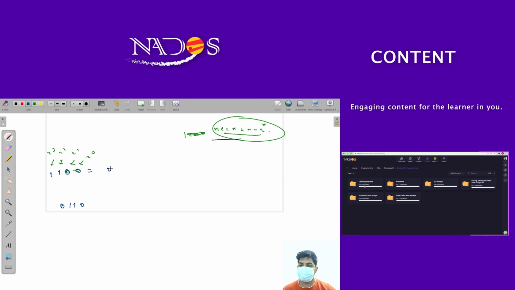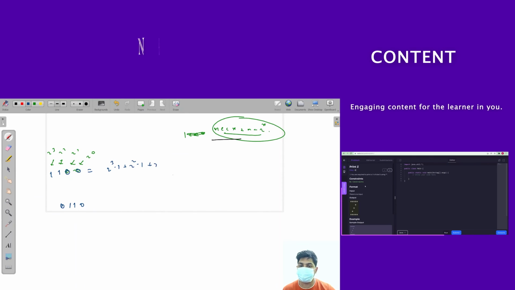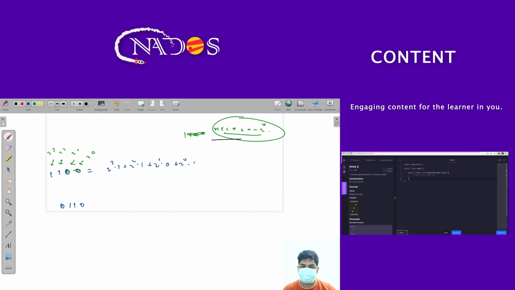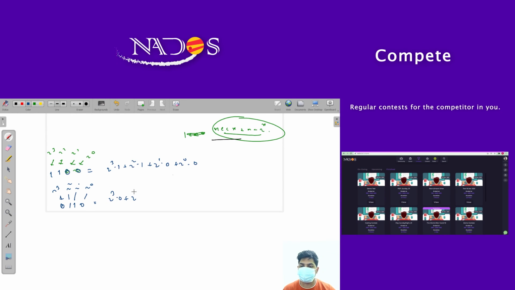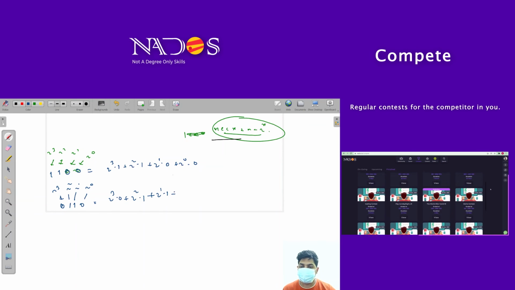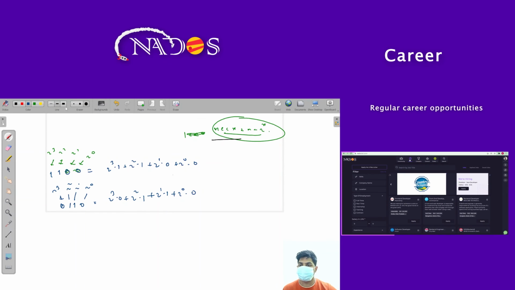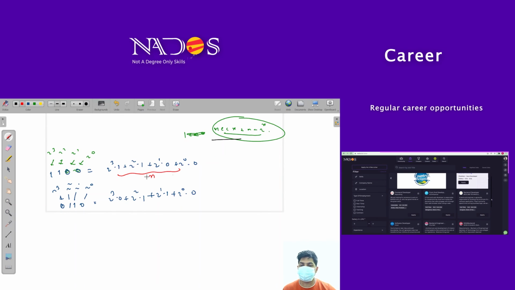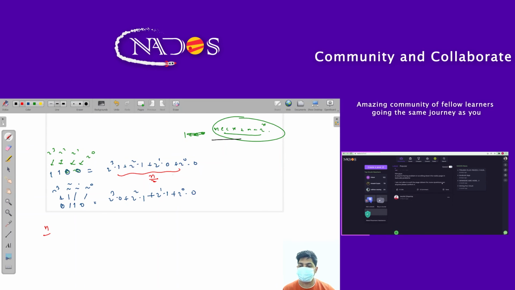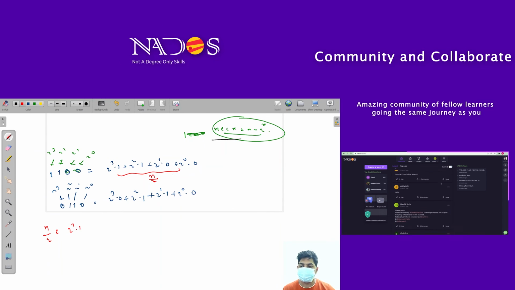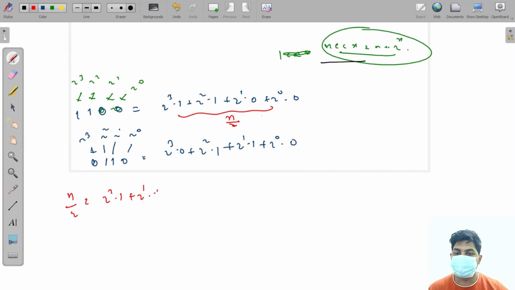Here it is 2 raised to power 3 into 1 plus 2 raised to power 2 into 1 plus 2 raised to power 1 into 0 plus 2 raised to power 0 into 0. Here 2 raised to power 3, 2 raised to power 2, 2 raised to power 1, 2 raised to power 0, so the new number is 2 raised to power 3 into 0 plus 2 raised to power 2 into 1, 2 raised to power 1 into 1 plus 2 raised to power 0 into 0. So this number is n. So let's perform n divided by 2 on this. So n divided by 2 will be equal to 2 raised to power 2 into 1 plus 2 raised to power 1 into 1 plus 2 raised to power 0 into 0 plus this 2 raised to power 0 divided by 2 into 0.